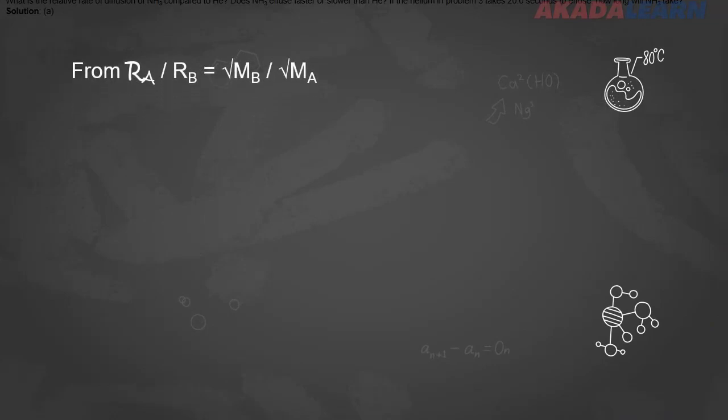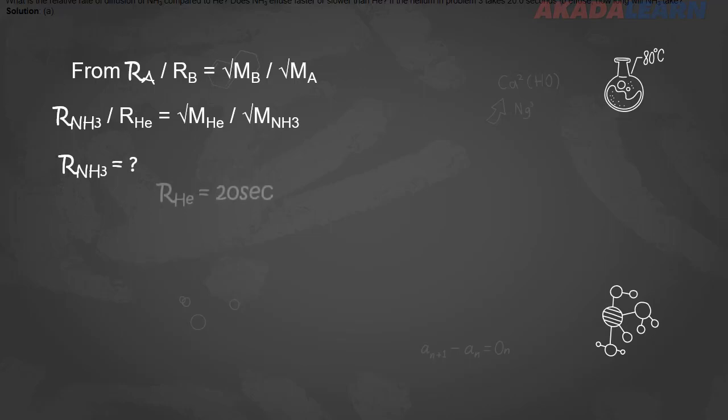From our equation, RA divided by RB equals square root of MB divided by square root of MA. We can call ammonia NH3 to be A and then helium to be B. So this means R of NH3 divided by R of helium is equal to the square root of the mass of helium divided by the square root of the mass of ammonia. Now the rate of ammonia is unknown, that's what we're supposed to calculate. Then the time for helium is 20 seconds, that was given in the question.